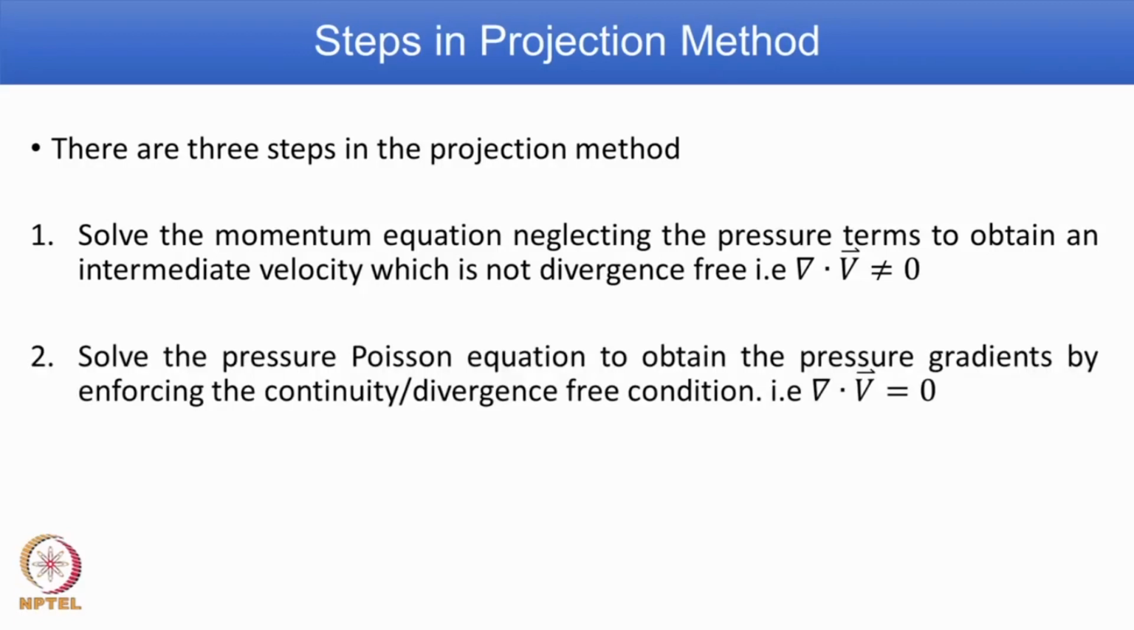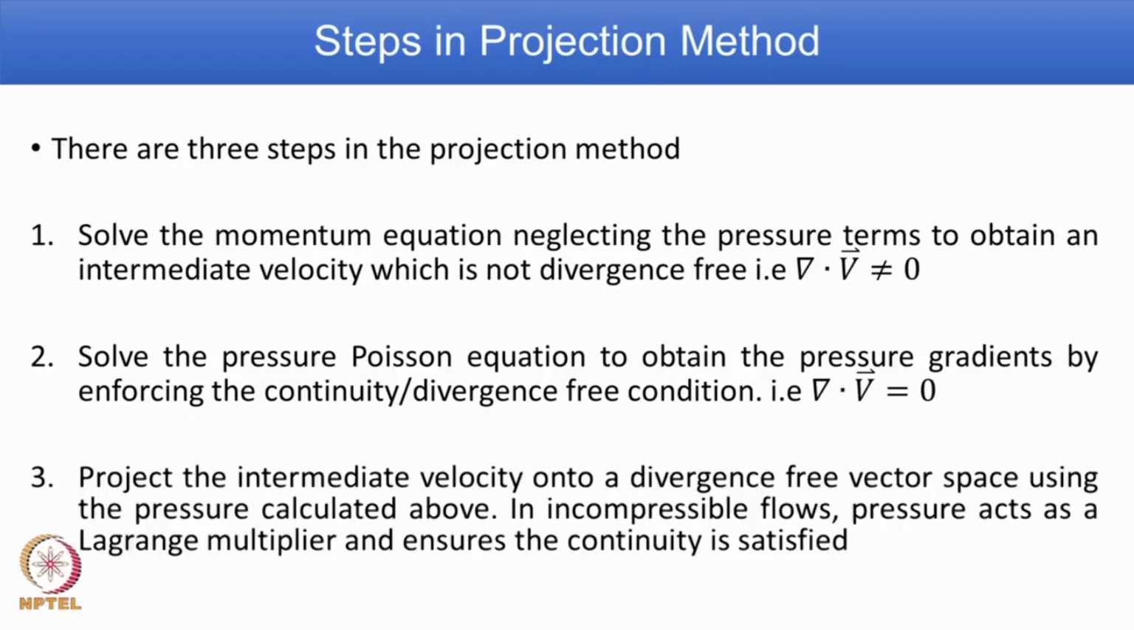Based on these velocities, we set up a Poisson equation for pressure, which is linked with the continuity equation also. Hence, we get a Poisson equation. Once you solve the Poisson equation, then you get the pressure field. Project this intermediate velocity onto the divergence free vector space using the pressure calculated above, and this pressure acts as a Lagrange multiplier and ensures continuity is satisfied. This is the important step in the projection method.